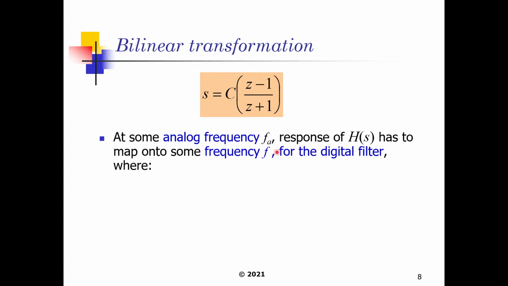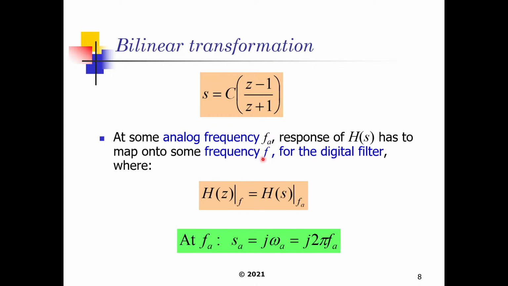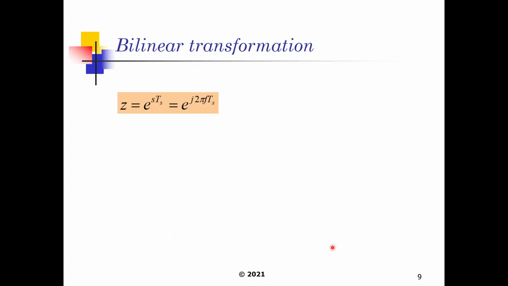So what this substitution does, basically, is map the analog filter frequency f_A to some digital frequency f. What we need to observe mathematically is that when we start applying the limits for these frequencies, we see that at the analog frequency, when we substitute in for our S component, that's j omega A, and then we can expand out the omega A into 2 pi f_A.